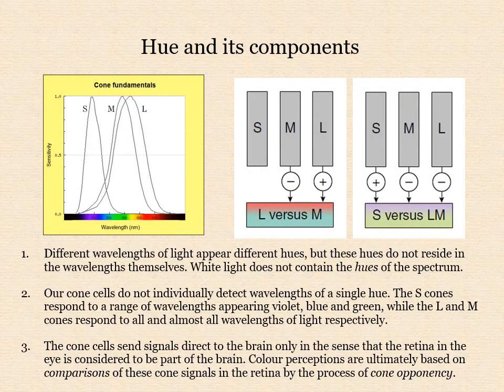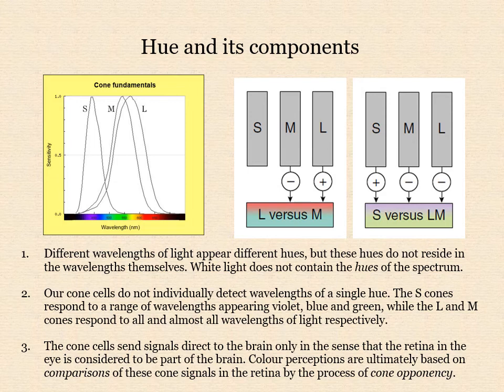To sum up, different wavelengths of light appear different hues, but these hues do not reside in the wavelengths themselves. Hue is the way in which we perceive the direction of imbalance in the spectral composition of a light, including the extreme spectral imbalance of a single wavelength. White light does not contain the hues of the spectrum. It contains a balance of wavelengths that evokes no hue. Second, our cone cells do not individually detect wavelengths of a single hue. The S cones respond to a range of wavelengths appearing violet, blue, and green, while the L and M cones respond to all and almost all wavelengths of light, respectively.